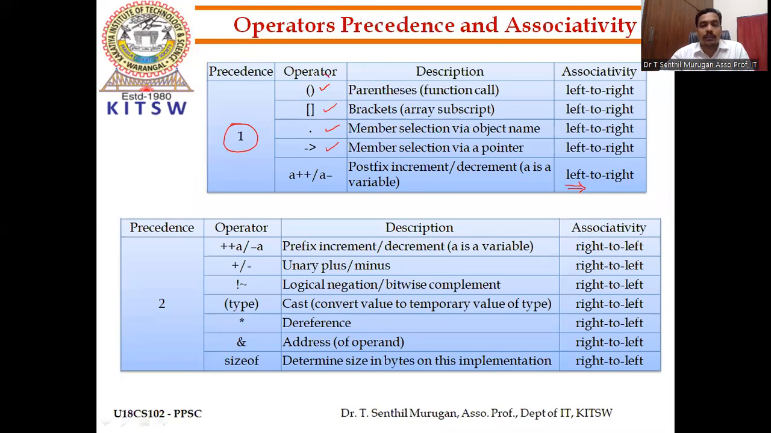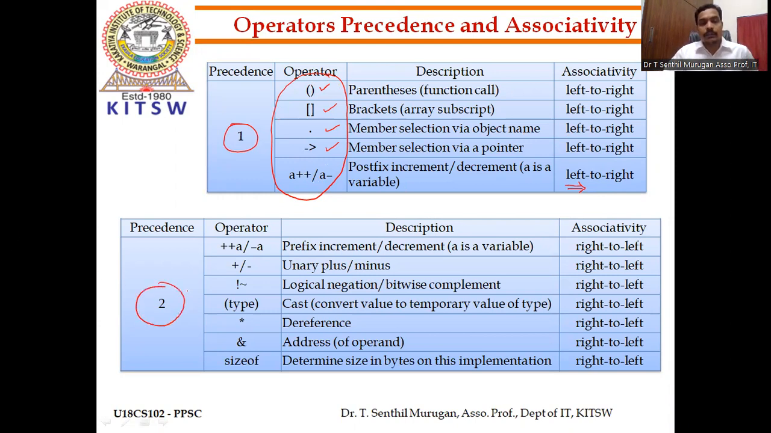All these operators have the same precedence. First preference you give like this, and in this also you give the preference like this. Parenthesis and the others all have the same precedence. Once the precedences are the same, you have to go for associativity. Associativity means how you evaluate, from left to right.